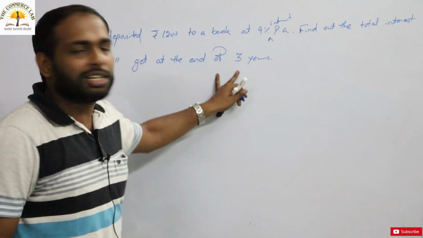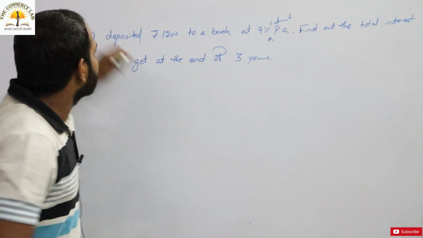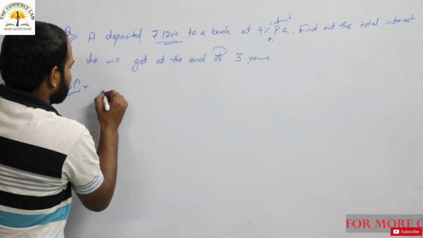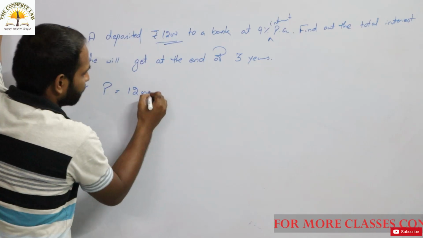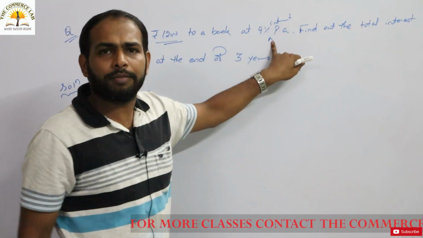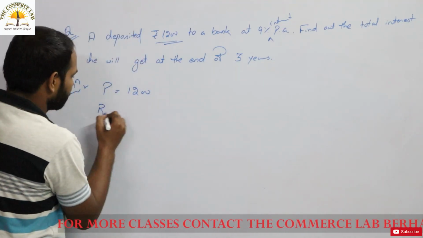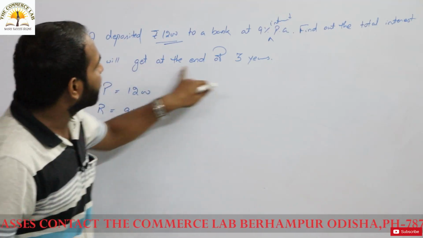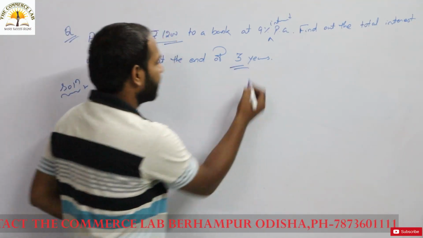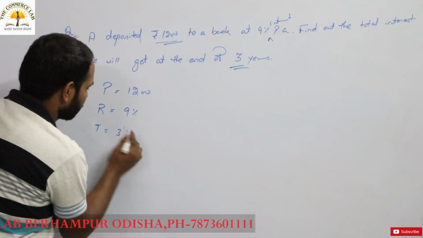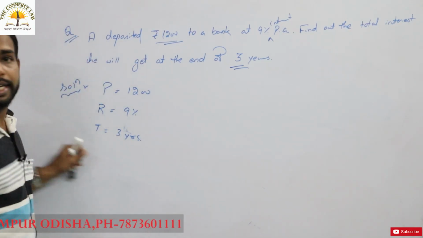So first write down what the data is given. Here A deposited 1200 rupees means this is the principal amount. At 9% interest per annum, this is known as rate of interest. Then 3 years is known as time period.